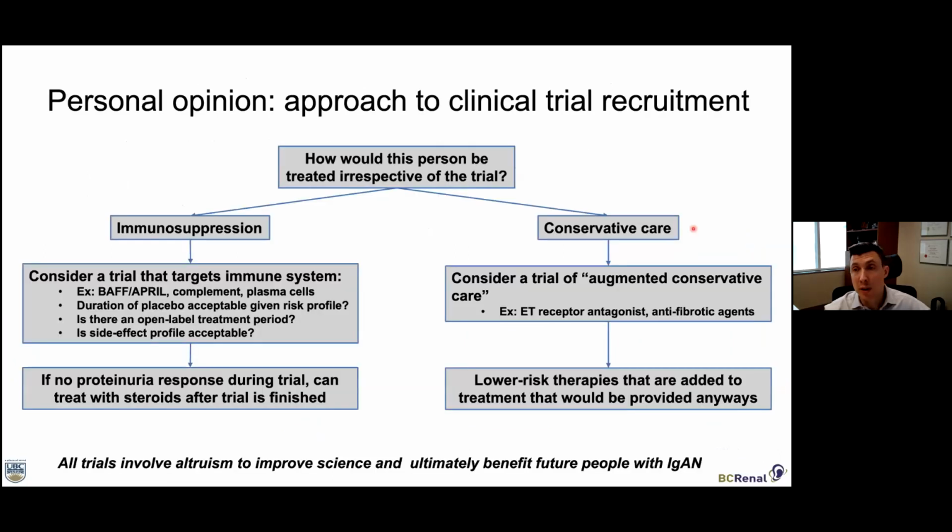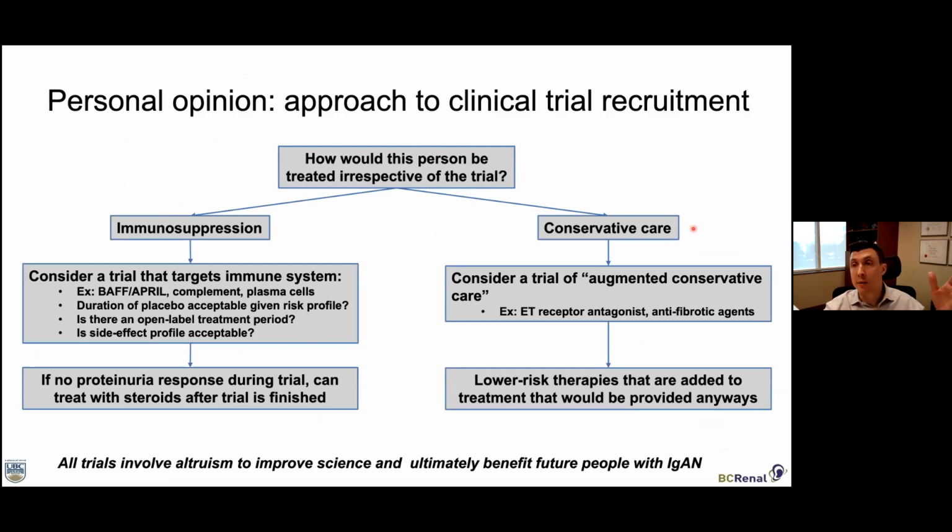So with all of these trials out there, how do I approach clinical trial recruitment when I'm seeing people with IgA nephropathy? Because you might be sort of overwhelmed with all the different options. And so I take a step back and I ask, well, how would I treat this person with IgA nephropathy that's sitting in front of me in clinic? How would I treat them if there was no clinical trial to consider? What would I do under normal clinical practice?